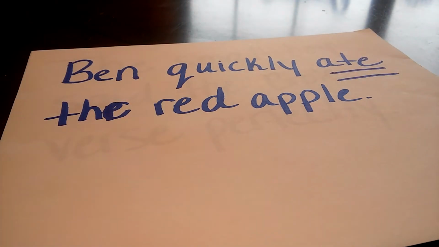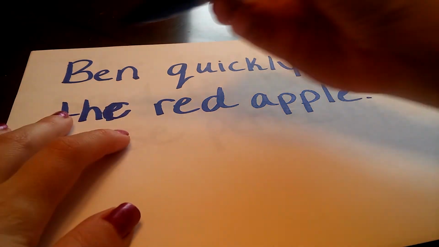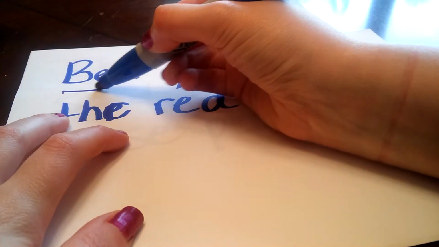All right? The next direction says, draw 1 line under each subject. Remember that some sentences can have more than one subject. So you're going to think a subject is who or what the sentence is about. This sentence is about Ben. So Ben is our subject, and we're going to underline Ben 1 time.